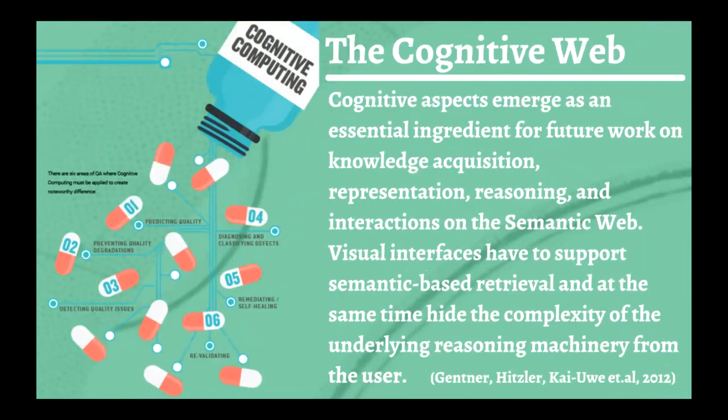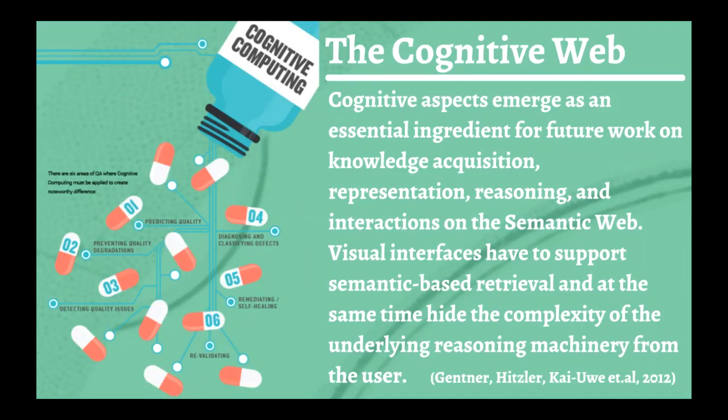Part of the semantic web is the cognitive web. It is impossible to take the human out of the computer, as ultimately it is the human who is creating the query or searching online. Cognitive aspects emerge as an essential ingredient for future work on knowledge acquisition, representation, reasoning, and interactions on the semantic web. Visual interfaces have to support semantic-based retrieval and at the same time hide the complexity of the underlying reasoning machinery from the user.